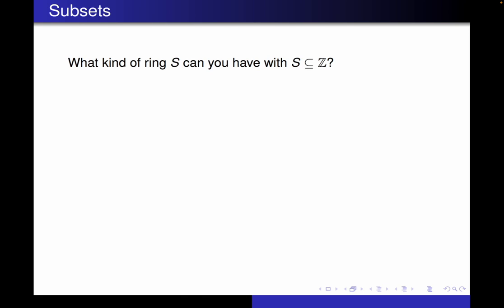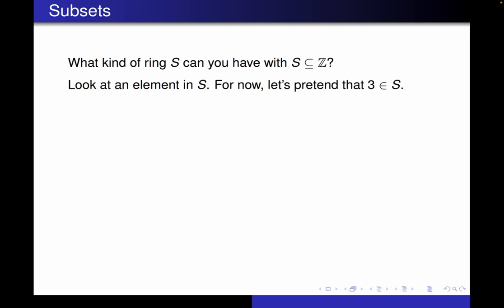What happens if I have a ring S and that S is a subset of Z? How can I make a ring like that? Well, one thing we might do is just look at a single element that you want to have in the ring and then see what else happens after that. So for now, let's pretend that one of the elements in the ring is 3. So the question is, what other elements might we have in there?